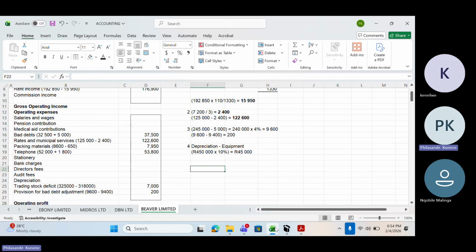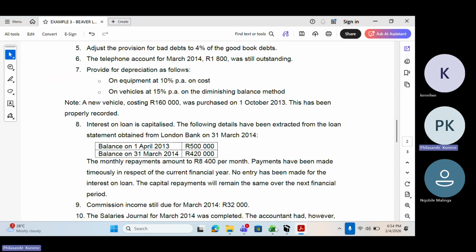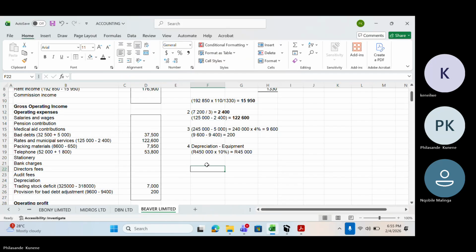Okay, and then what happens? What is next? We're going to start with the new vehicle, a new vehicle that was purchased. What they're saying here is that a new vehicle costing 160,000 was purchased on 1 October 2013. This has been properly recorded. Okay, what do I do with this new one? You say 160,000 times 15%.